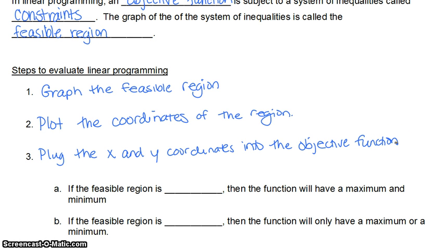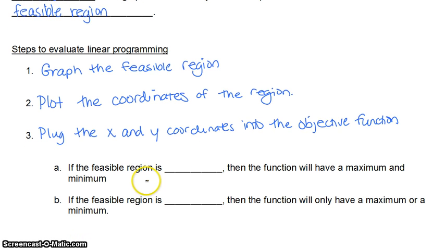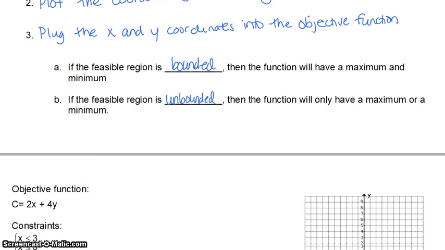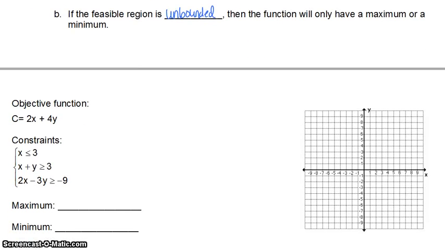Okay, so you graph it, you find your coordinates, then you take those coordinates and plug them into the objective function. If the feasible region is bounded, then the function will have a max and a min. That means it's enclosed in all areas. If the feasible region is unbounded, then the function will only have a maximum or a minimum. It'll only have one or the other. It won't have both. Alright, so let's put this into an example. It'll make much more sense.